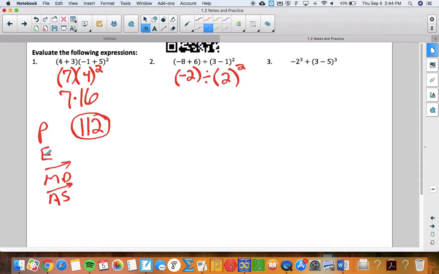Now I need to simplify any bases with exponents. And here I have a base of 2 raised to the power of 2. Means 2 times itself twice, or 2 times 2, which is 4. So I get negative 2 divided by 4, which is negative 1/2 or negative 0.5.